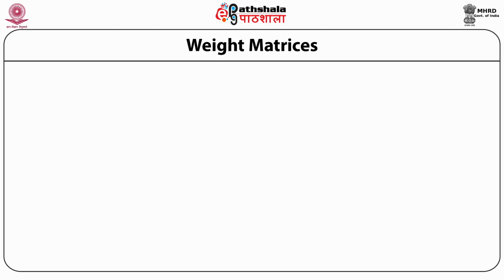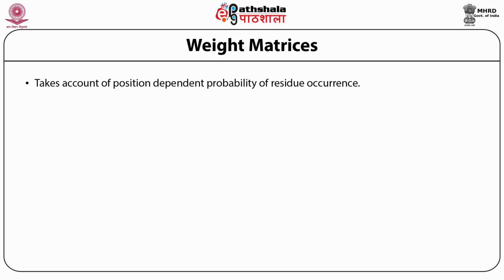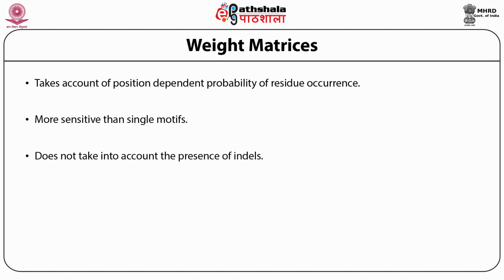So in summary, the weight matrices take into account the position-dependent probability of residue occurrence. A sequence motif does not. Anything is assumed to be either there or not there. But here, not only their presence or absence, but how frequent they are is taken into account. And this itself makes the weight matrices much more sensitive than simple sequence motifs. However, it does have one limitation. It does not take into account gaps in your alignment, that is to say, it does not take into account indels.